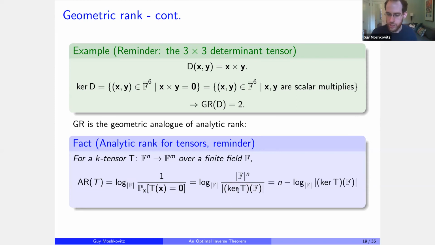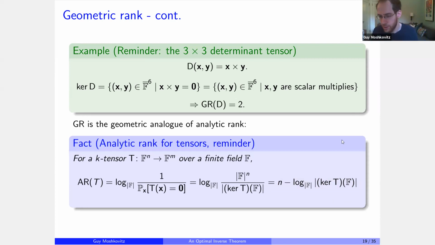And if you rearrange that, you get n minus the normalized number of F points of the kernel variety. Now, if the kernel variety is a linear subspace, then we know that the number of F points is just the size of F to the dimension of the kernel. And then once you take log and n minus, rank nullity gives you that this is just the codimension of the kernel.